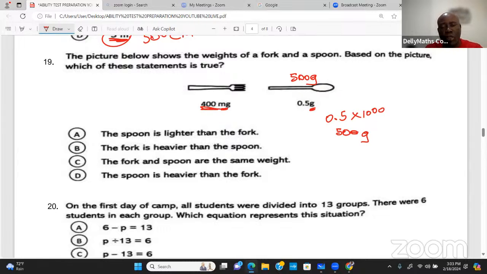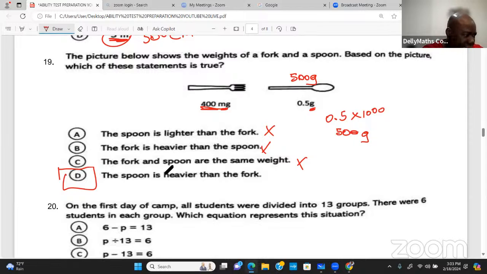So let us take a look now. Same unit to same unit, we could now look. The spoon is lighter, incorrect. The fork is heavier than the spoon, incorrect. The fork and the spoon are the same, incorrect. The spoon is heavier? Yes, the spoon is heavier. So my response is D. So you want to make sure that you're picking the right responses as you go through these.